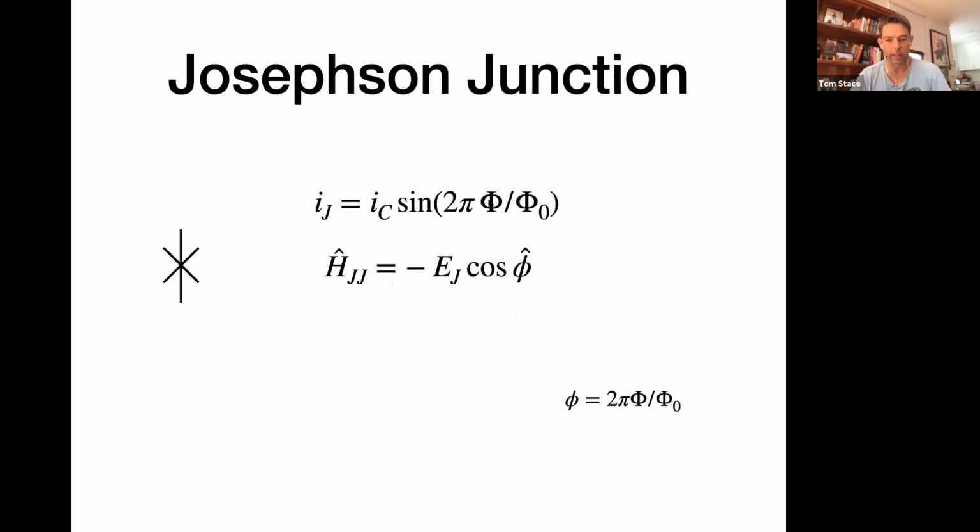So I know that there are plenty of people at UTS who work on superconducting gadgets and have thought about them in theory at least. But for those who haven't, I'll give a quick review of what we mean by superconducting qubits. And the starting point for that is to think about Josephson junctions.